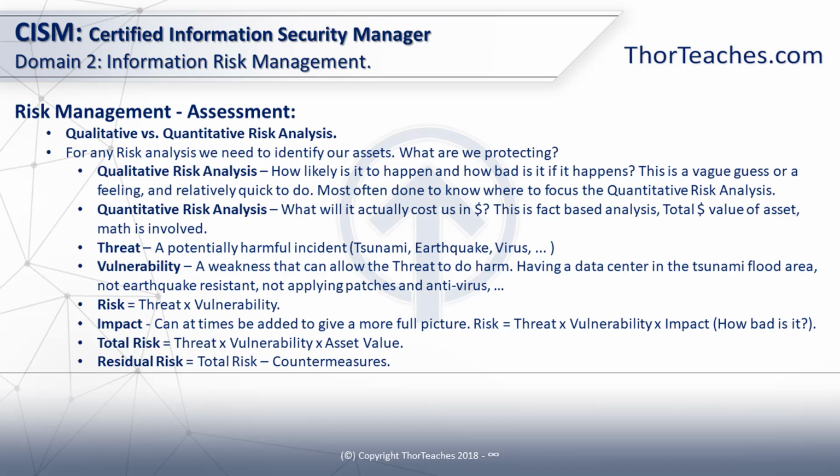If we have two data centers right next to each other, and assuming they're identical, the threat and vulnerability would most likely be the same. But if one is manned and the other is unmanned, the impact to the manned one would be much higher. It gives us a clearer picture and a fuller risk analysis. If we then look at the total risk, that's the potential threat times the vulnerability and then times the asset value. And then finally we have the residual risk. That's the total risk minus any countermeasures we do. We'll look at some examples in a bit.